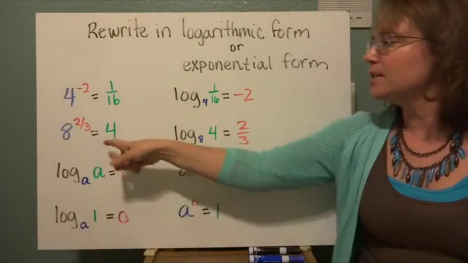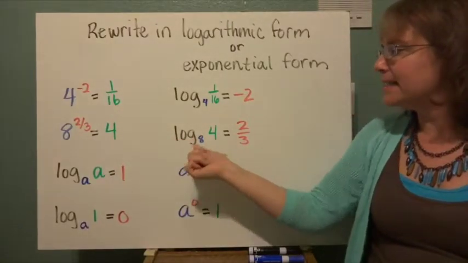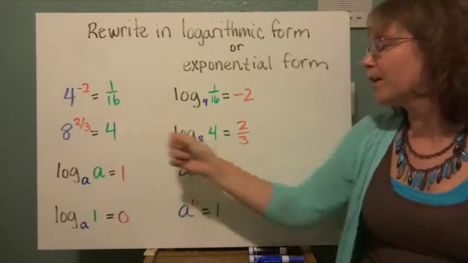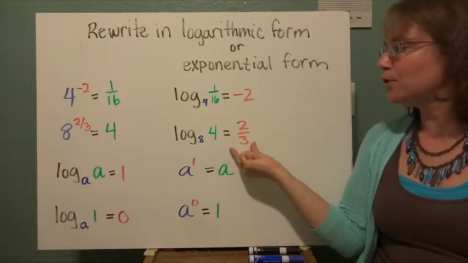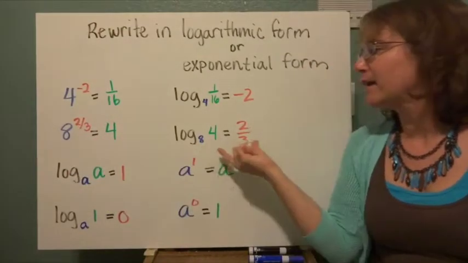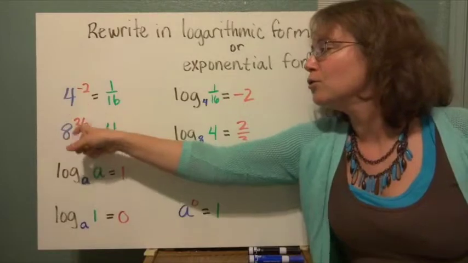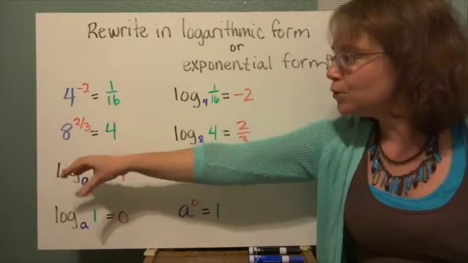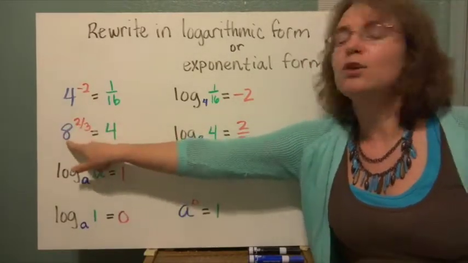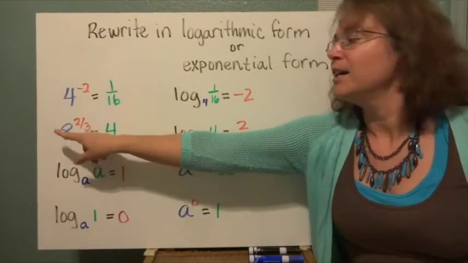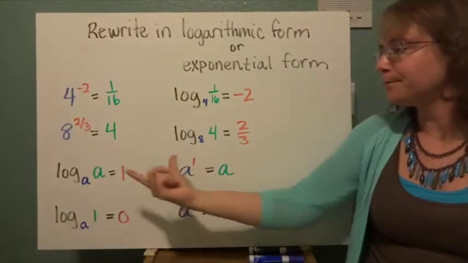8 to the 2/3 equals 4. Log base 8 of 4 gives me that power, 2/3. So being able to go back and forth here. And this 2/3 power is the cube root of 8 squared. So the cube root of 8 is 2. 2 squared gives me 4.